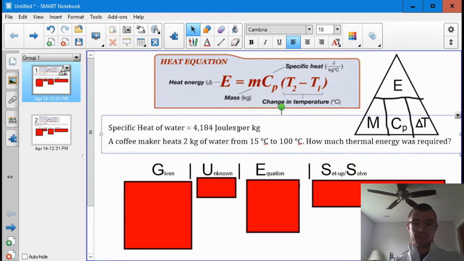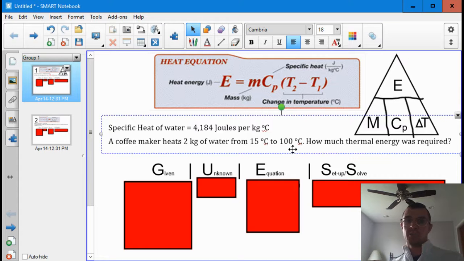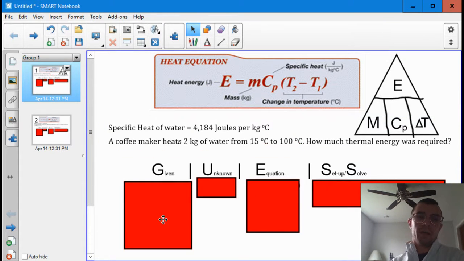Per kilogram, the degree Celsius. So right here, I can actually do this. I'm going to take this little O that I made and change it into a degree sign. Sorry for doing that on the computer and not having it done beforehand. Anyway, here we go.